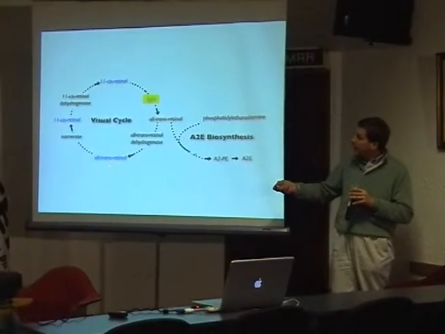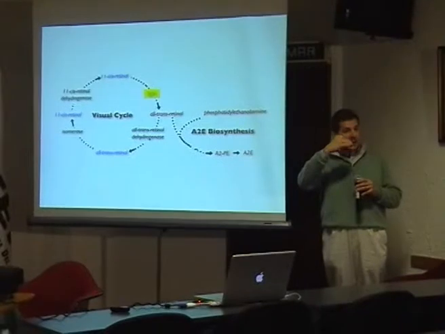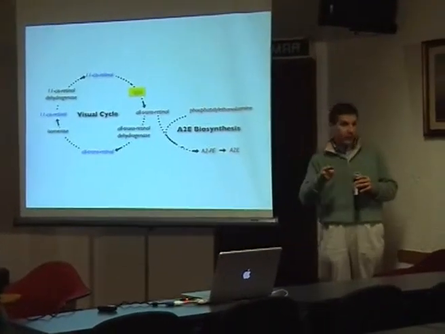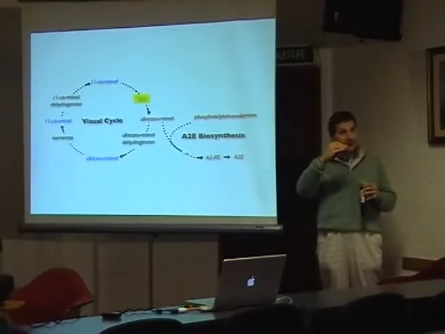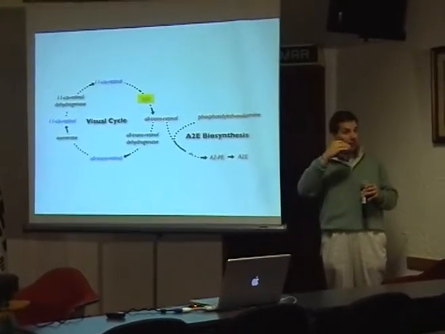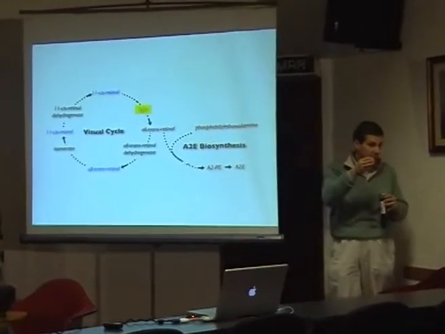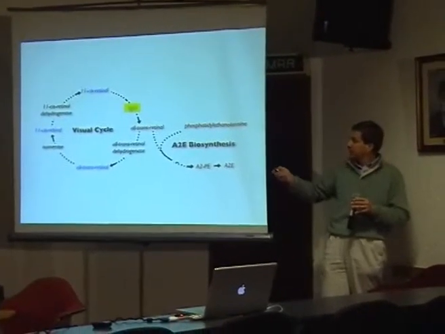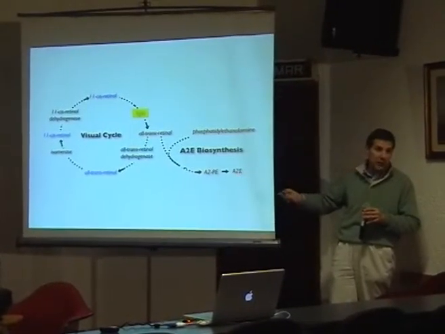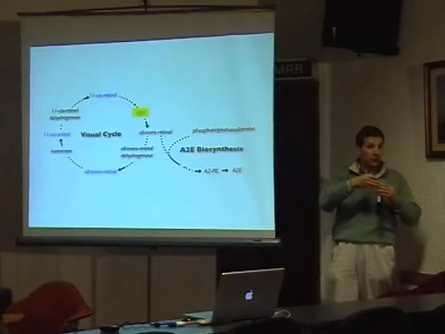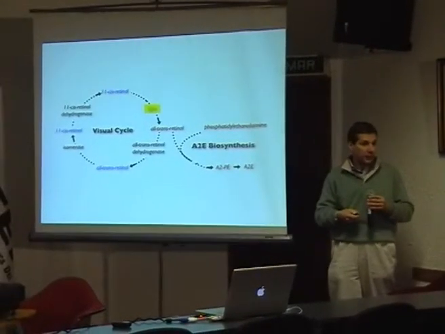So both create a decrease in the visual cycle, and for the patient this can reduce the capacity to see at night. But it seems that decreasing the A2E can decrease the evolution of geographic atrophy.